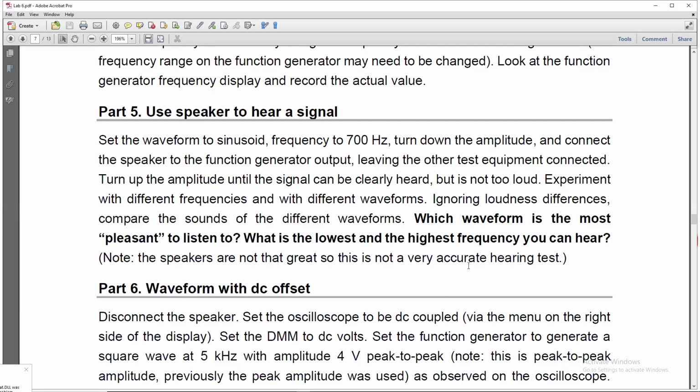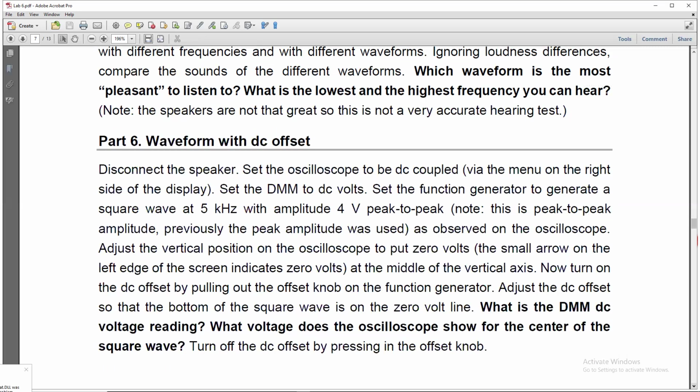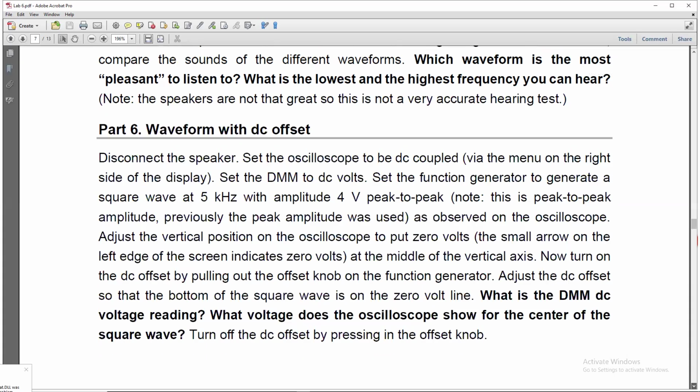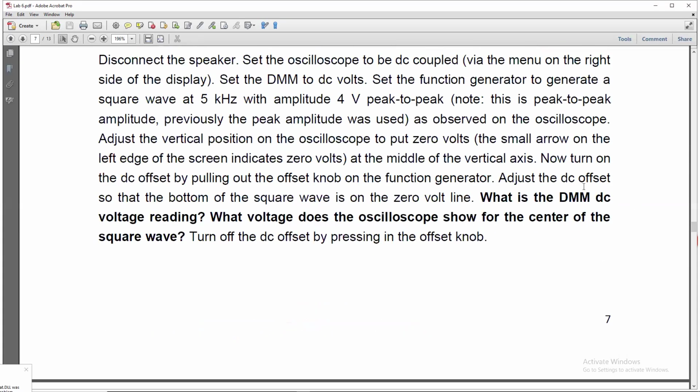The next part, you need to add DC. As I told you, you can generate a signal with a DC offset. So now the signal has both of them, DC and AC. Now you need to see what the DMM DC voltage reading is. You need to know what voltage the DMM reads, and you need to justify what value is measured here.